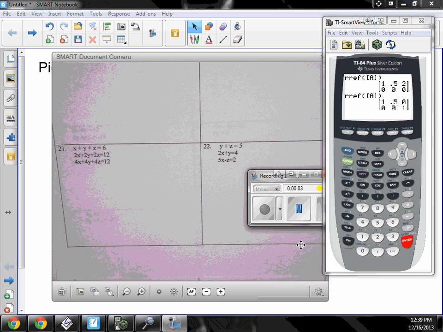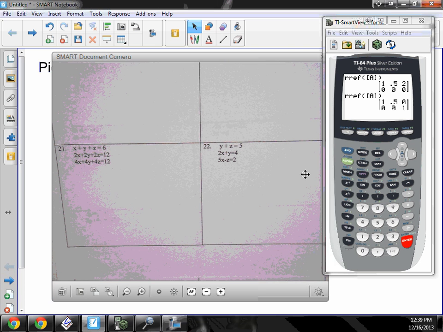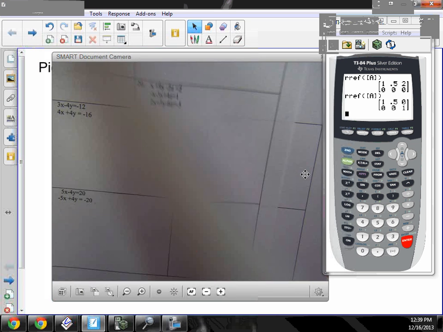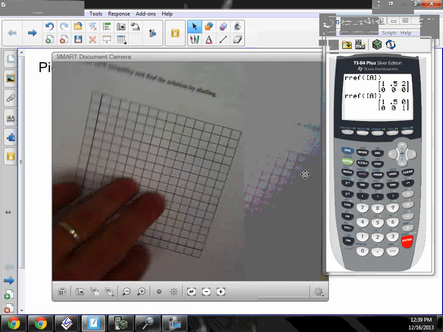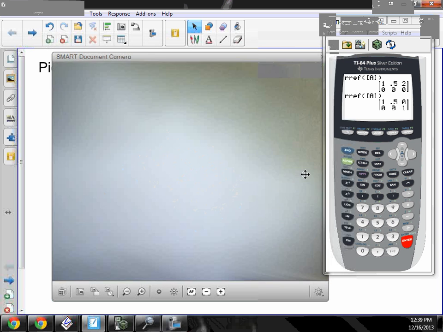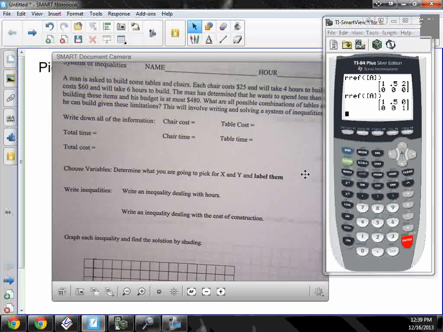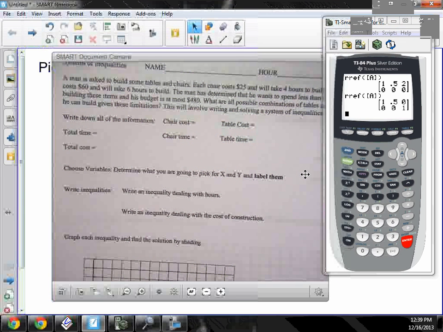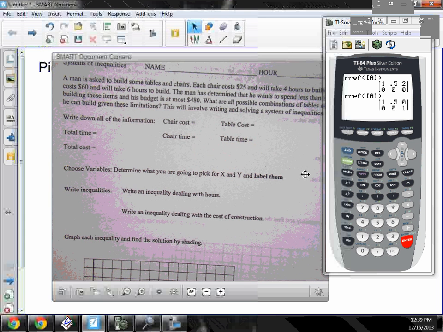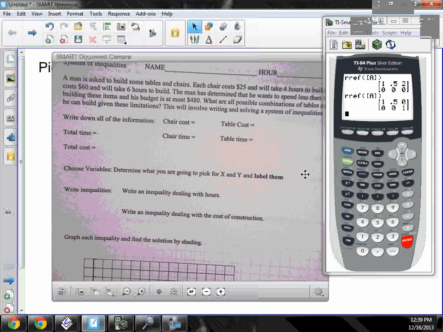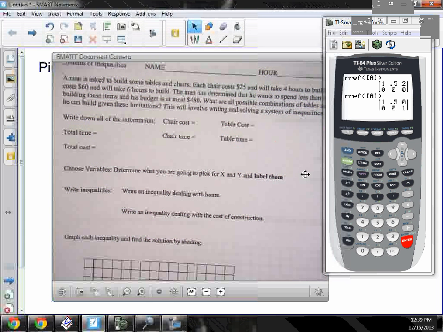So today we're going to work on graphing inequalities. If you look at the first page of the inequalities worksheet, we have this story. A man is asked to build some tables and chairs. Each chair costs $25 and will take 4 hours to build. Each table costs $60 and will take 6 hours to build.